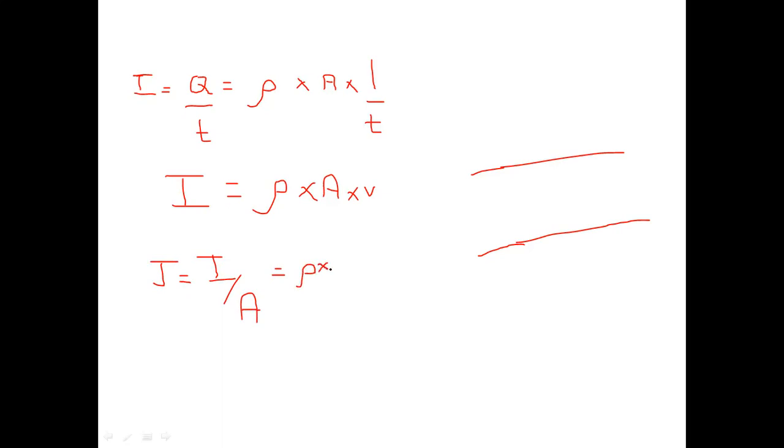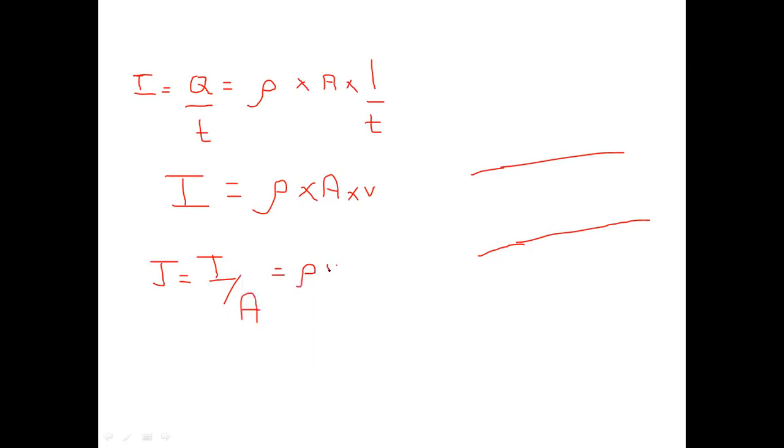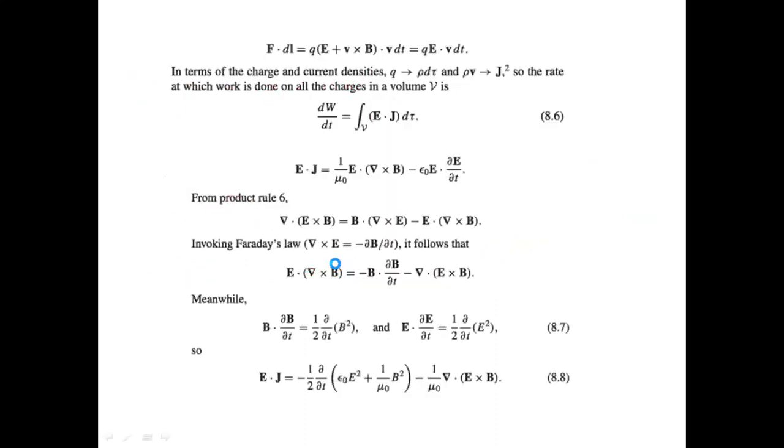So we get this formula: rho v is equal to J. That's how we get this formula. So we substitute all of that here, and what we get is the resulting expression here.